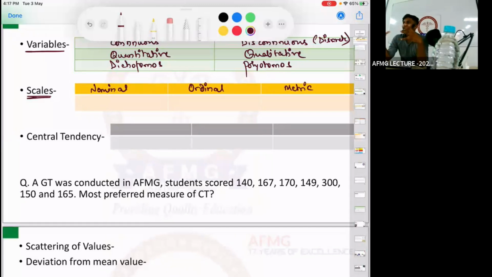Nominal scale means it will contain names, right? A, B, O blood group, religion, all of these would be on the nominal scale, right? Your names, all of these would be on the nominal scale. Nothing is more or nothing is less. They are not in a specific order, okay? They are not compared to each other. So it is a nominal scale. Only names are nominal scale.